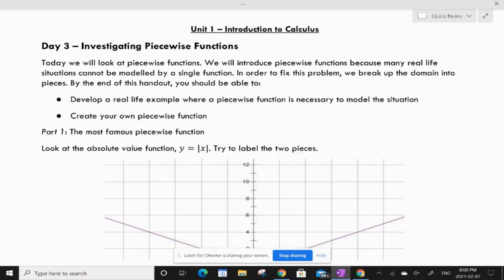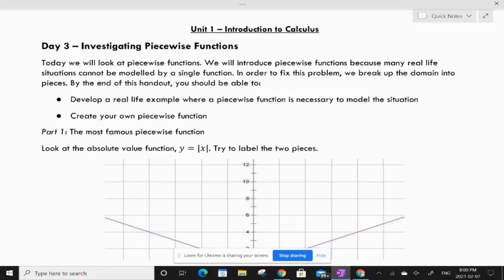In today's class, we're going to be investigating piecewise functions. Now, you might be wondering, why are we learning about piecewise functions? A lot of real-life situations are better modeled by piecewise functions as opposed to a single function. So by the end of today's class, you should be able to do the following two things.